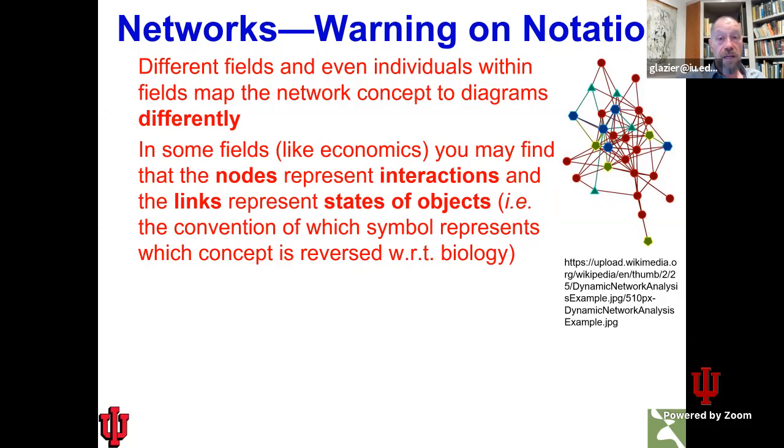Coming back, you'll find lots of different representations of links and nodes. Some fields are strange. In economics, the nodes often represent interactions and the links represent states. I don't know why economists do it backwards, but they do. Almost every other field does it the other way, but if you read economic literature and you see network models in economics, they often have the opposite convention of nodes and links. Are there any economists in the room? No? Okay, so that's not going to be a problem.